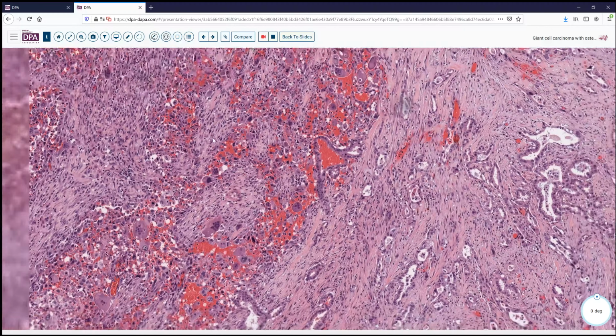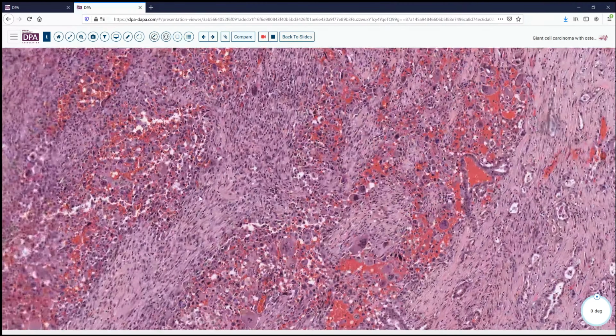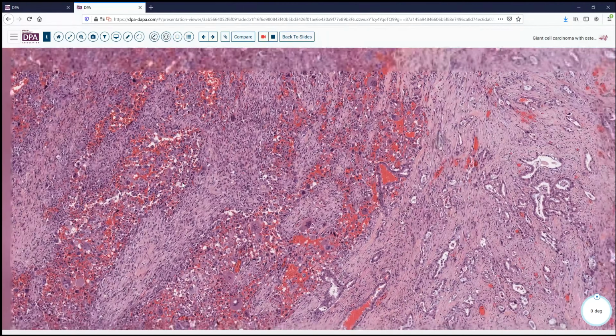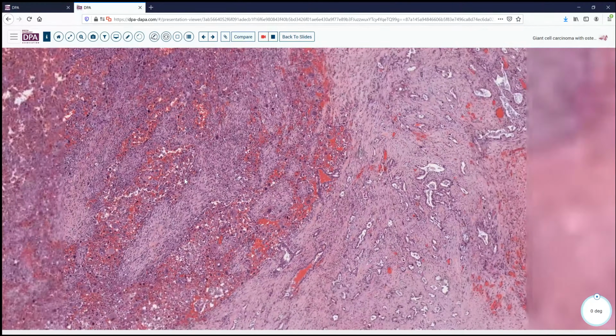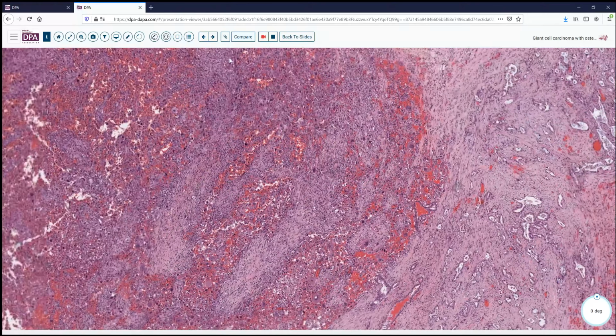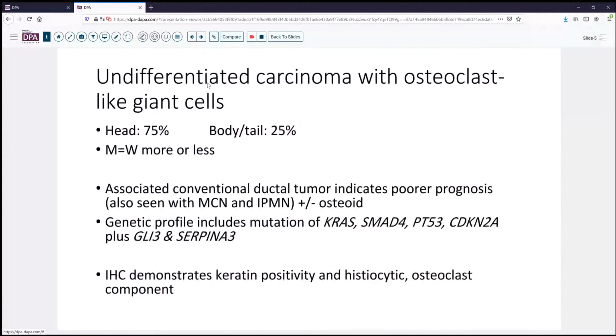And this obviously accounts for the necrotic appearance, the very hemorrhagic appearance that we saw grossly. So undifferentiated carcinoma with osteoclast-like giant cells is most frequently encountered in the head of the pancreas, but perhaps a quarter of cases will arise in the body or tail. Male and female incidence is roughly similar, maybe slightly more common in women.